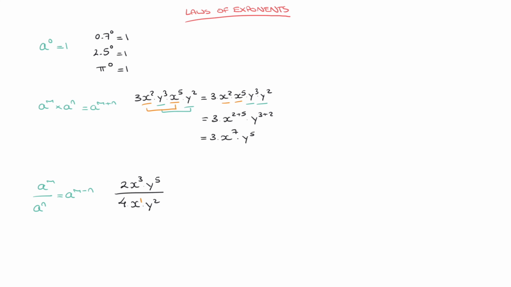So with that in mind, what I now want you to focus on and realize is that we have an x which is being divided by an x term, and we have a power of y which is also being divided by a power of y. And in fact, you could rewrite this to really make that clear. We could rewrite this as 2 over 4 times x cubed over x raised to the power of 1 times y to the power of 5 over y to the power of 2.